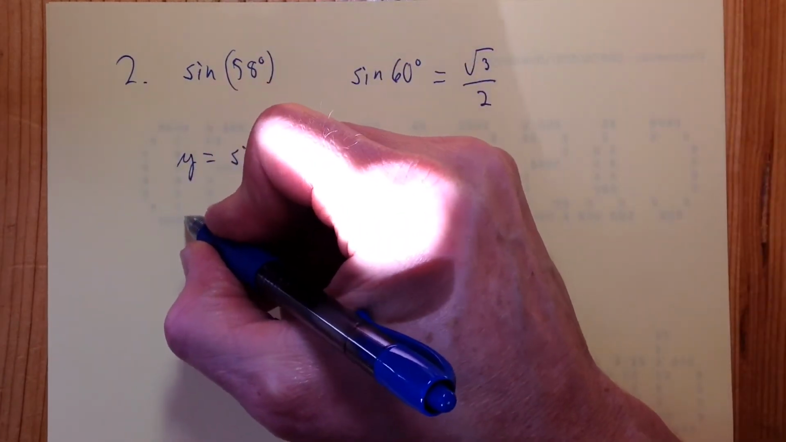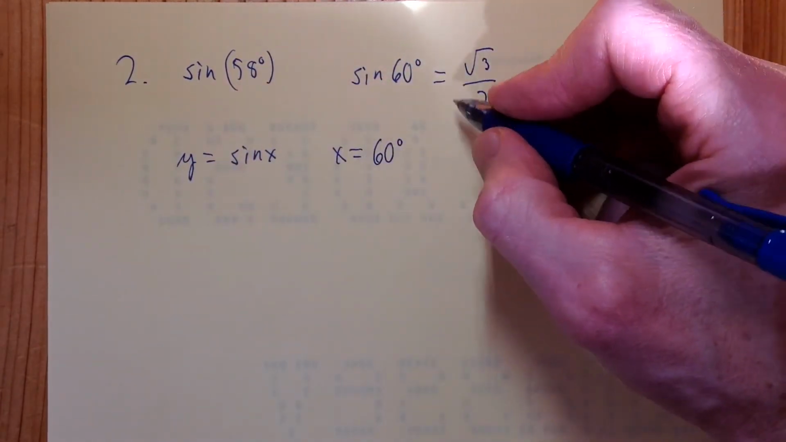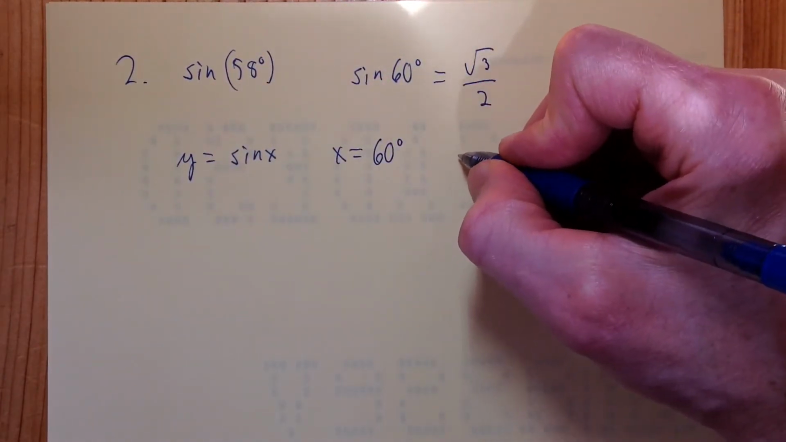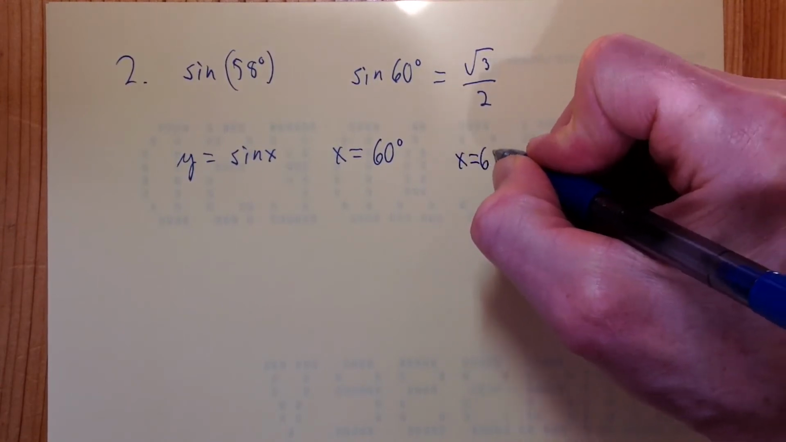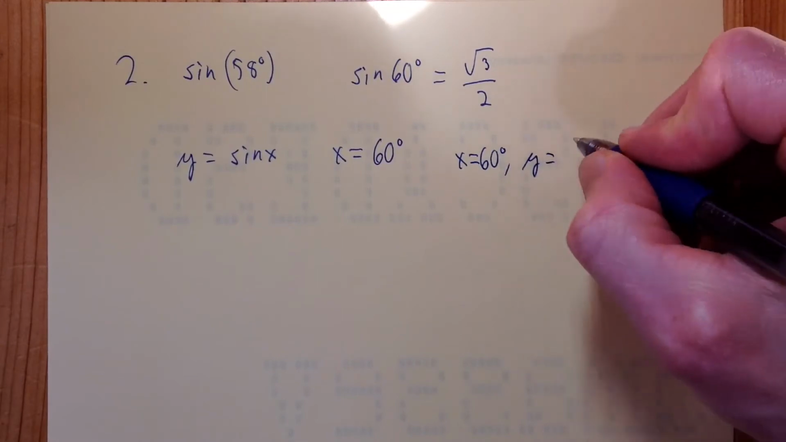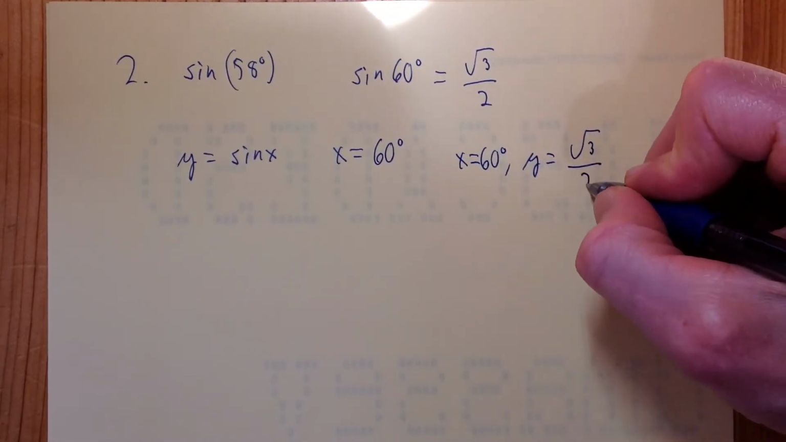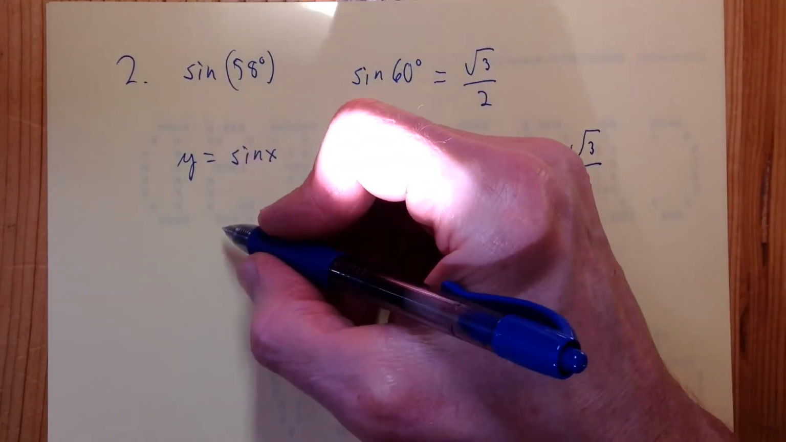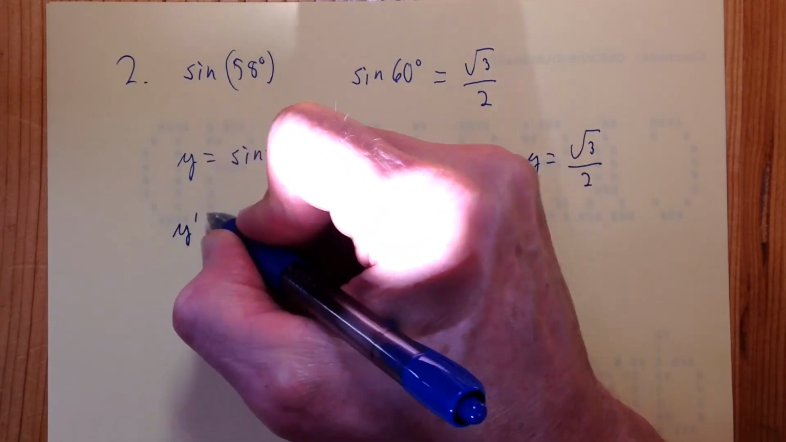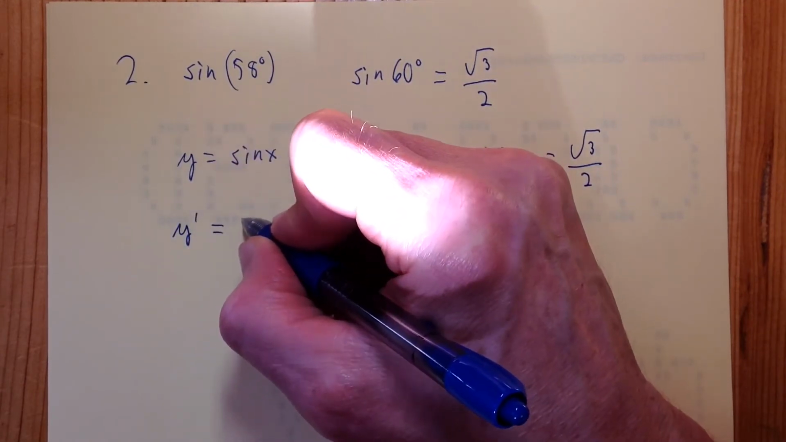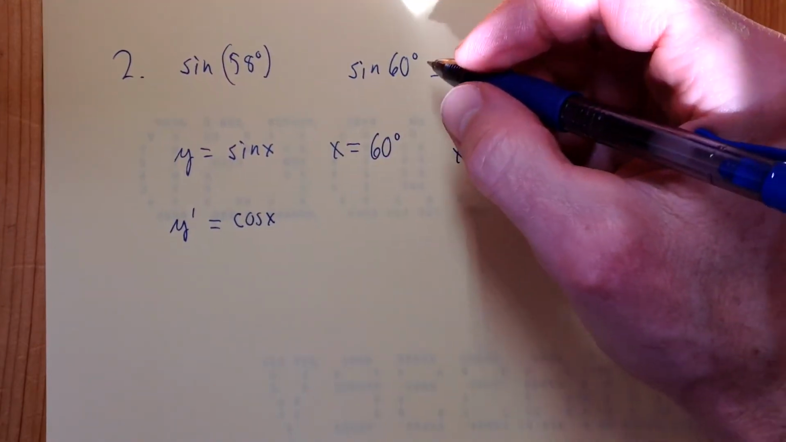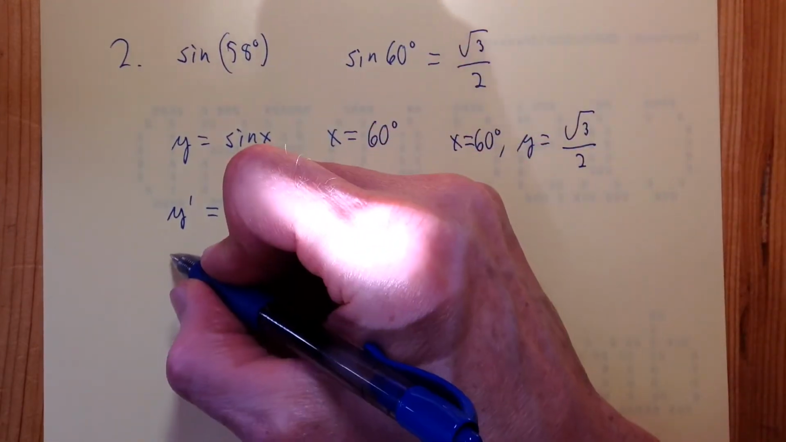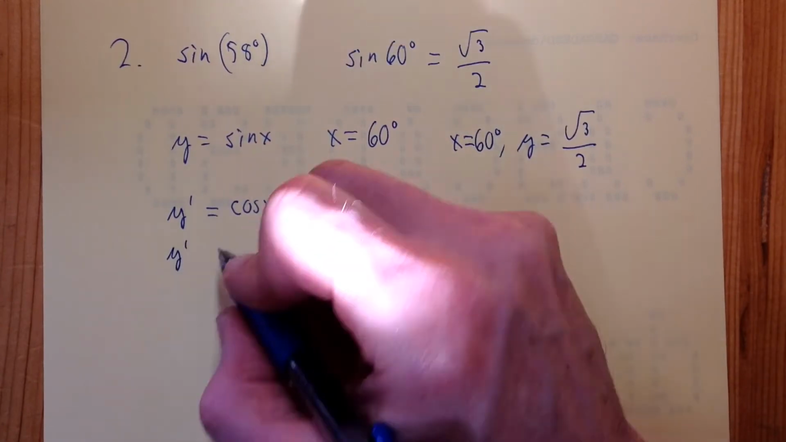Okay, so we need a point and a slope. But we have a point. We know that when x equals 60 degrees, y is equal to the square root of 3 over 2. Now we need a slope, which is y prime. So y prime is equal to the derivative of sine, which of course is cosine of x. That's pretty easy. And we want y prime at x equals 60 degrees.